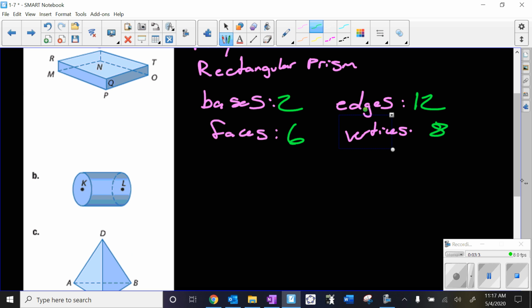Letter B, this one is not a polyhedron. It is a cylinder. And since we said it was not a polyhedron, you do not need to tell me how many bases, faces, edges, and vertices because there aren't any.